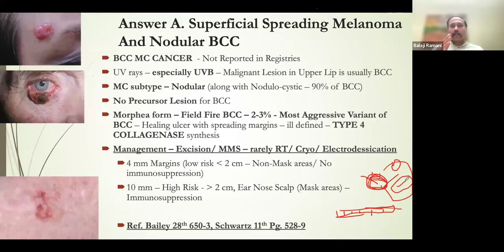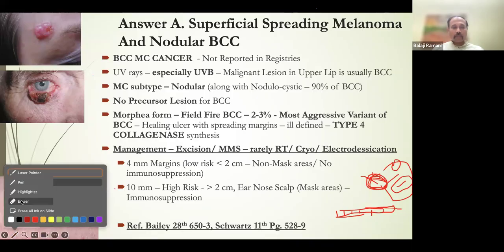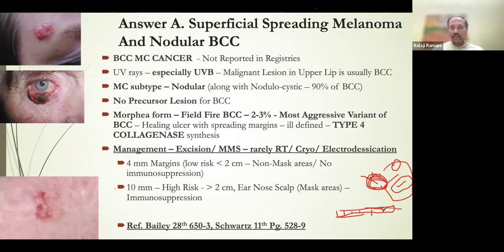So this is known as your complete circumferential, peripheral, and deep margin assessment, which is classically what is done in your Mohs micrographic surgery, and that is important. Mohs micrographic surgery is another name for it. The current name is CCPDMA, or the complete circumferential peripheral and deep margin assessment, as it is called. In difficult tumors, this kind of technique will be used, right? So this is as far as the management of your BCC is concerned.